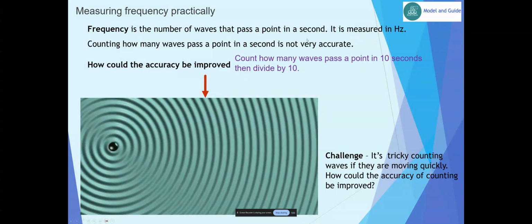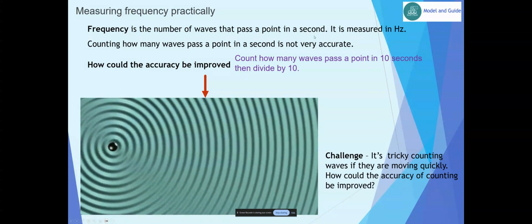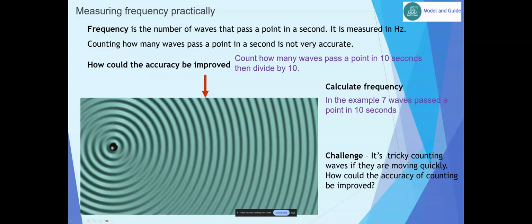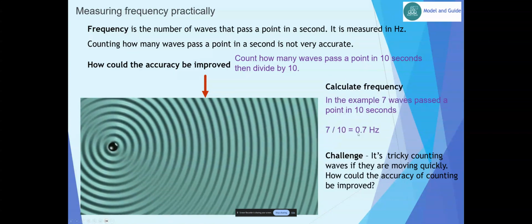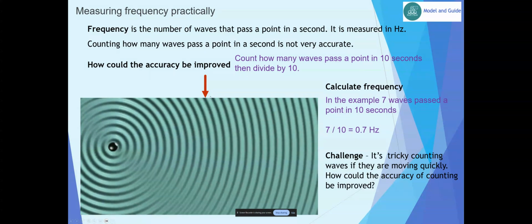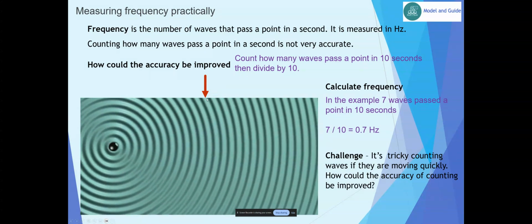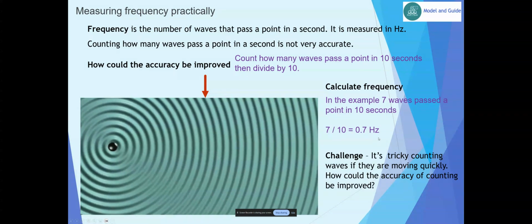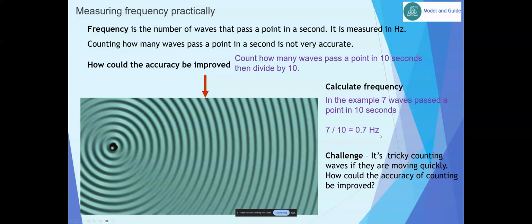Now the problem is frequency is the number of waves in a second. So we'd just do 7 divided by 10, which gives us 0.7. So that's 0.7 waves past that arrow in a second. So the frequency would be 0.7 hertz.